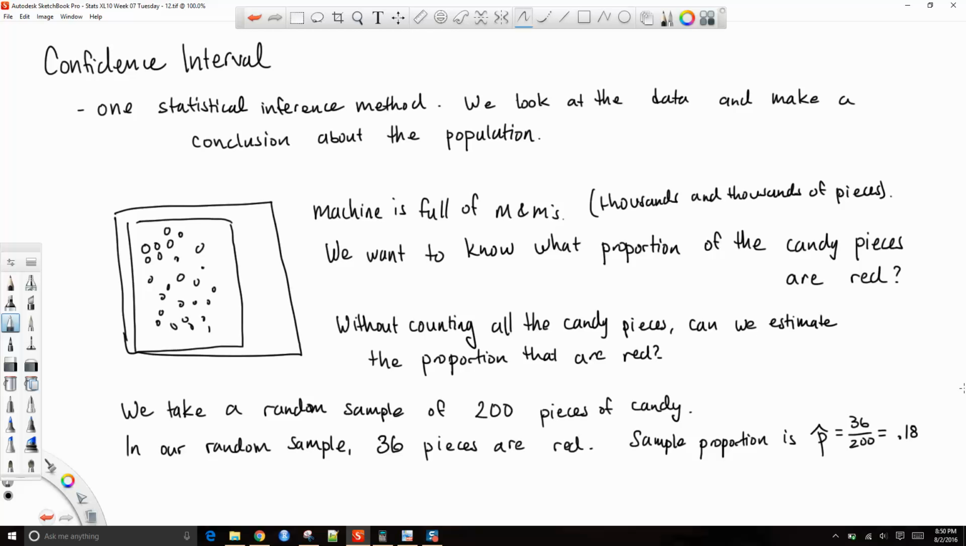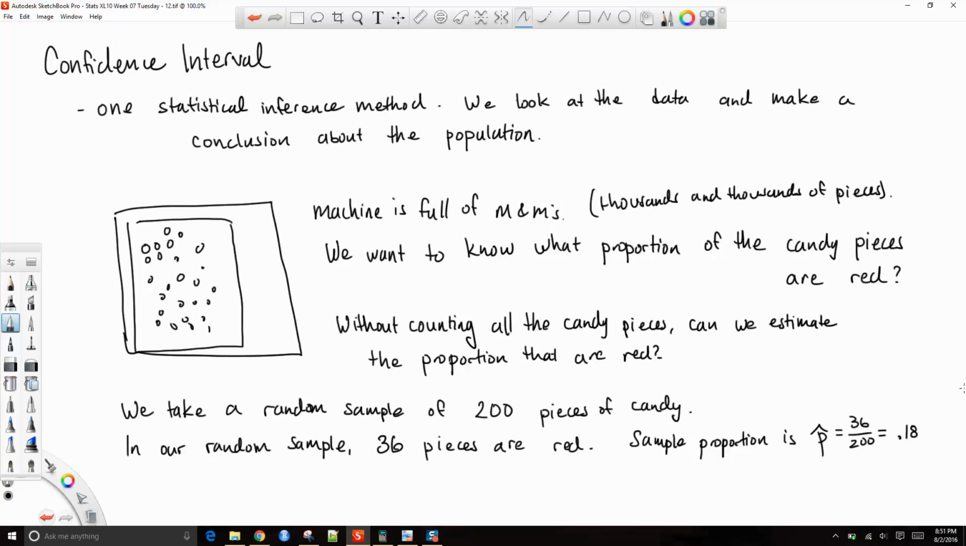Could the proportion of red pieces in the machine be 20%? Could it be 15%? Could it be 25%? Maybe. So what can we say about the proportion of candies in the machine? Can we say anything? Yeah, we would expect that the proportion in the machine is something around 18%, but it could be much higher, it could be much lower, right? So this is kind of the idea that we are getting at with a confidence interval.